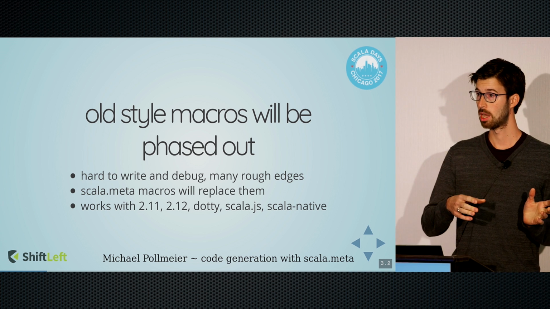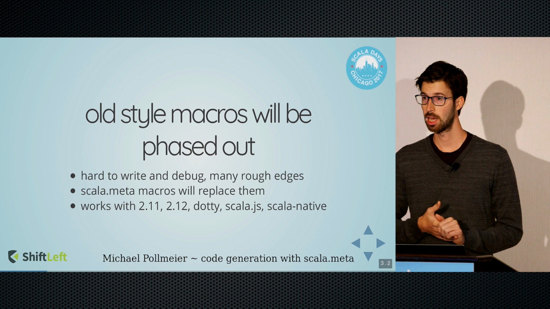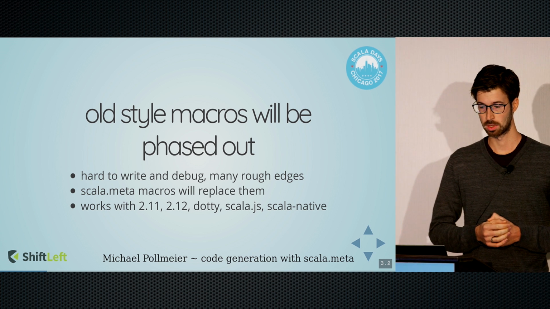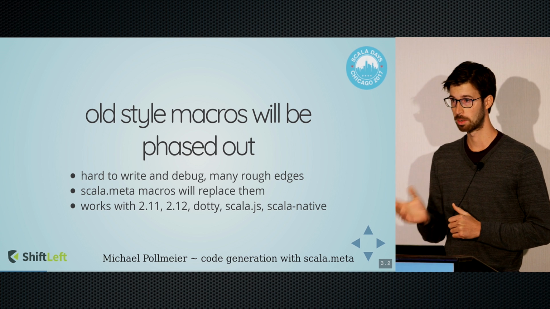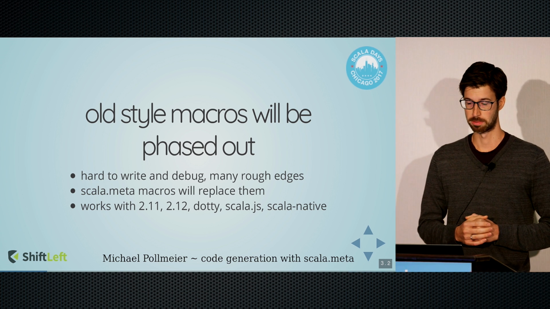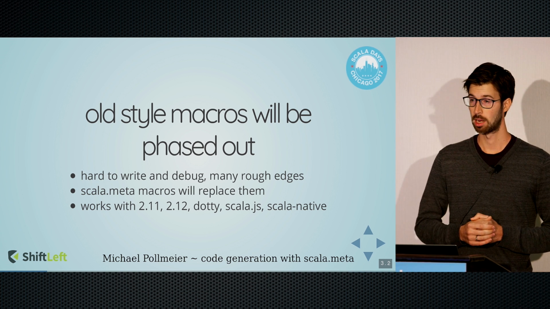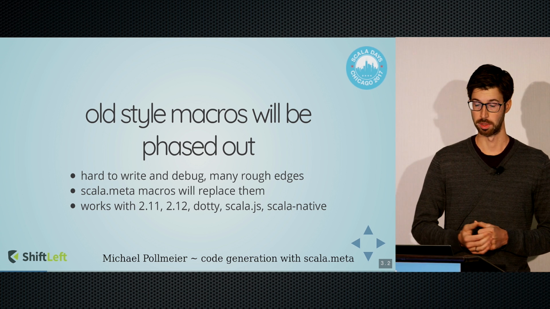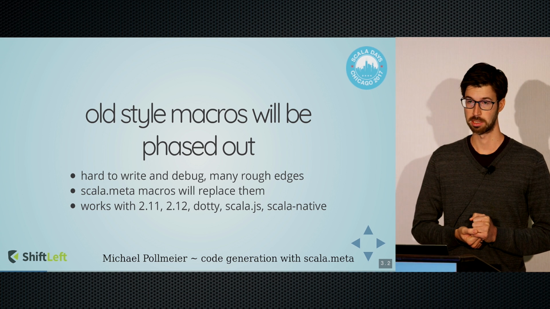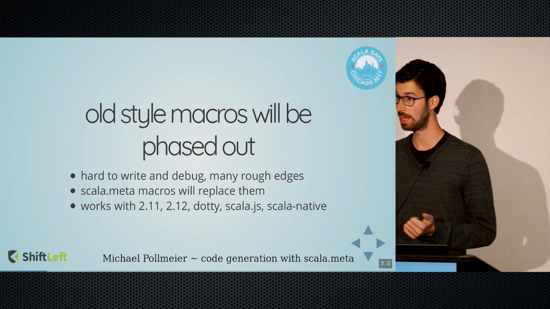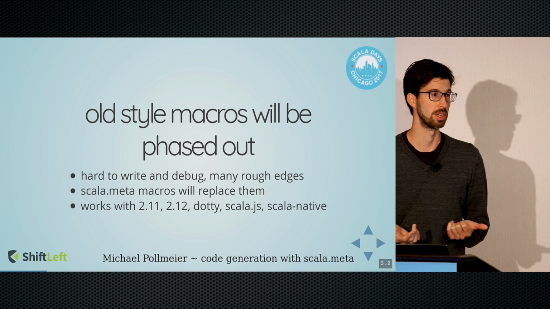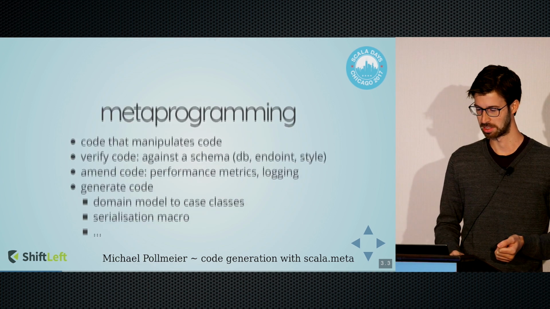And actually, macros are now going to be phased out. Currently they're still state of the art, but they're sort of deprecated, and that's a good thing, I would argue. They were quite hard to write and debug. There were quite a few rough edges, some edge cases that just wouldn't work, or you'd have to spend lots of time to make them work. Scalameta is here to replace it, and it already works with all Scala platforms basically: 2.11, 2.12, Dotty, Scala.js, Scala Native. And I just learned that it also works on Android, because it's basically standard Scala. So that's pretty cool, writing macros for Android, if anyone thinks that's cool.